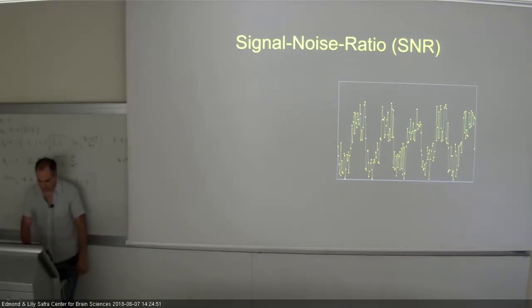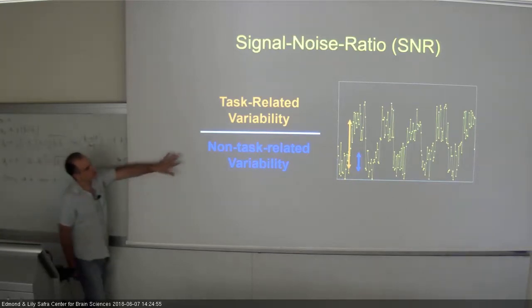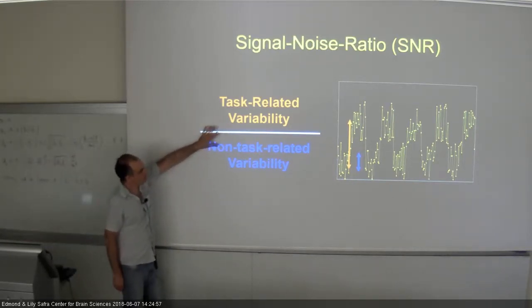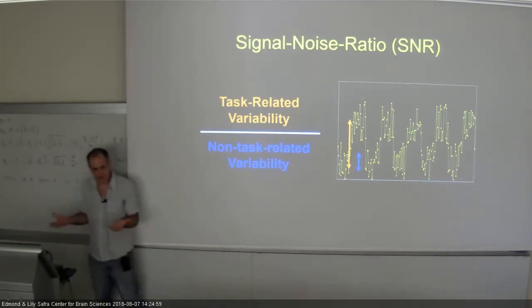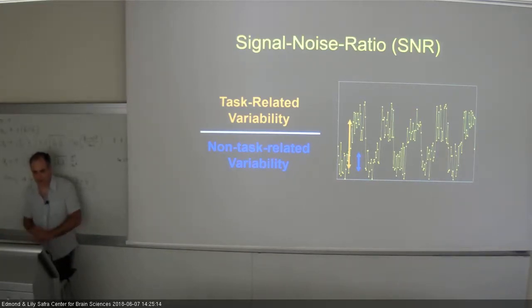And you can talk about signal and noise in other terms, which are task-related variability and non-task-related variability. Okay, you have some variation in your signal, and you want to tease out the one that is relevant to your task, to your design. Okay, but going back to what you said, now I'm really talking about MRI. Can you think of ways to either elevate the signal or reduce the noise?